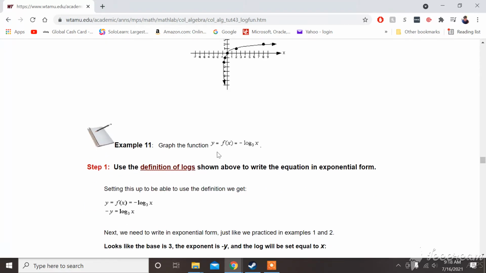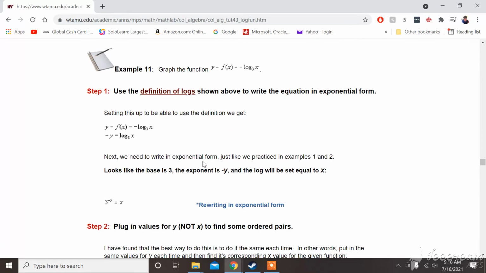Graph the function y equals f of x equals negative log base 3 of x. Hold up. Okay, just take out the f of x. Bam. Now it's like this. Y equals negative log base 3 of x.